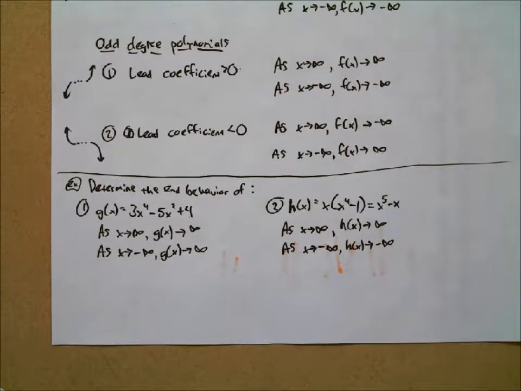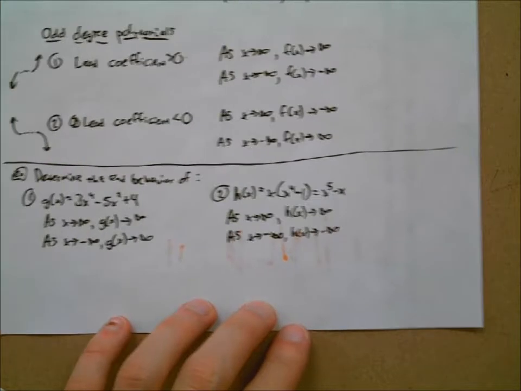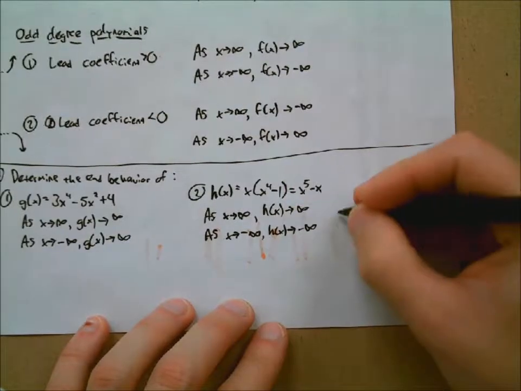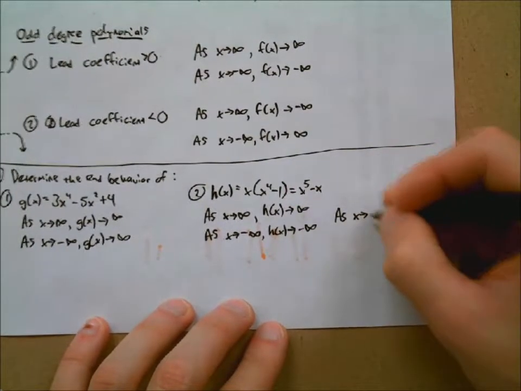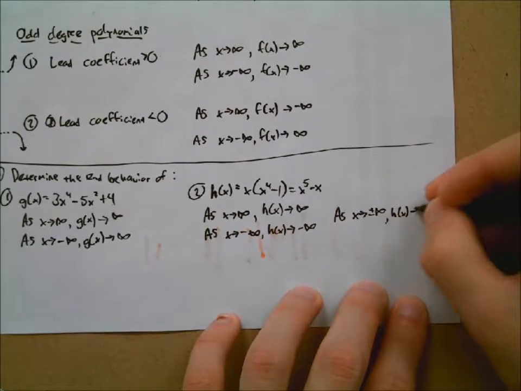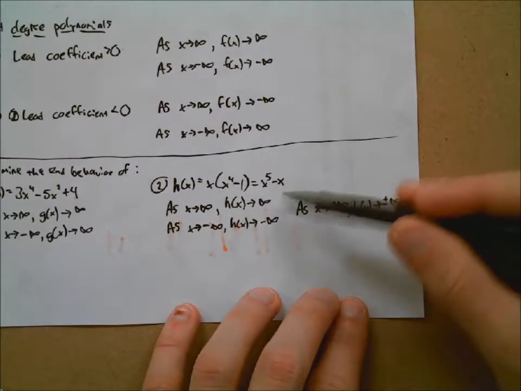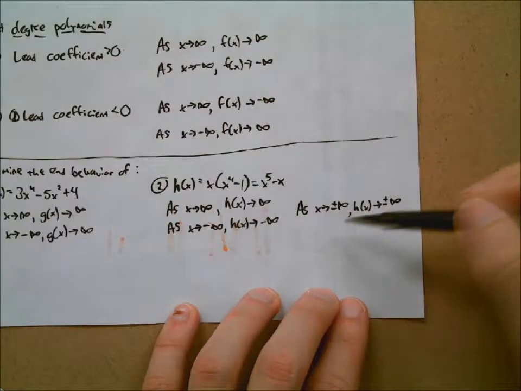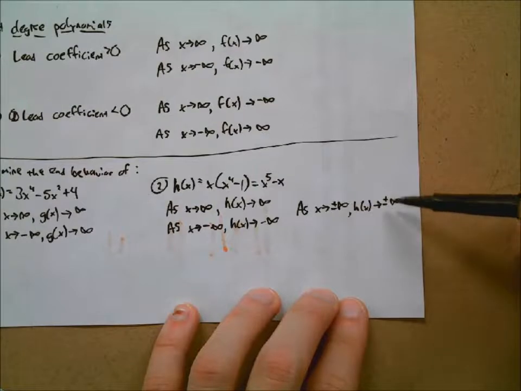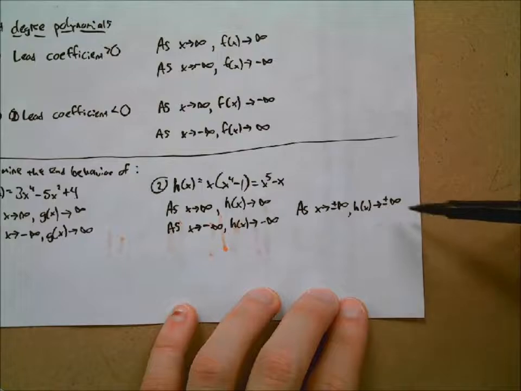Now, this is kind of a lot to write. If you want to, I will allow you guys to be a little bit lazy here. I think you should be able to combine these two statements together as something like this. As x approaches plus or minus infinity, h of x approaches plus or minus infinity. I'll accept this, with the idea being that as x approaches positive infinity, h of x will approach positive infinity, right? And as x approaches negative infinity, h of x should approach negative infinity. So they line up. You see what I'm saying?